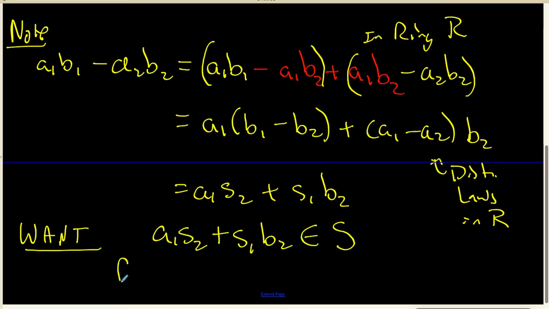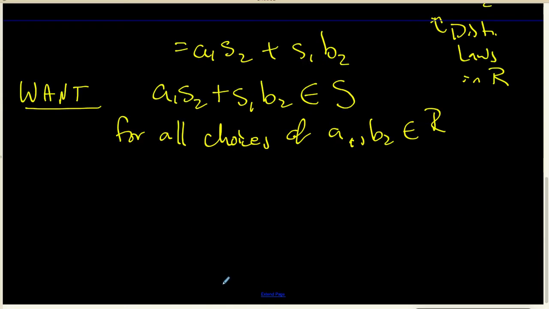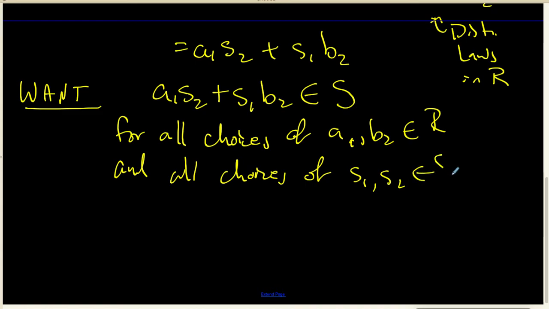And we want to ensure that A1 times S2 plus S1 times B2 is inside the subring S, and we want that done for all choices of A1 and B2 inside the ring R, and all choices of S1 and S2 inside our subring. And this looks very familiar.